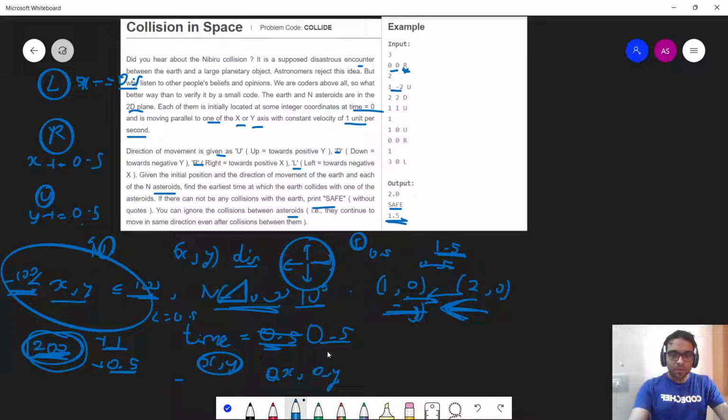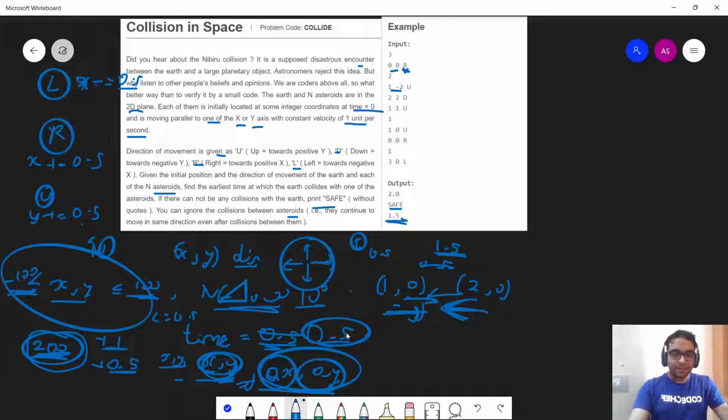After doing so at time 0.5, after incrementing x and after doing the necessary updates on each and every asteroid and Earth, I'll again check whether my x, y at any given point is equal to any of the asteroids' coordinates. If that is the case, I know that it is going to collide with that asteroid, and I'll note the time as the minimum time at which my Earth is colliding with one of the asteroids.